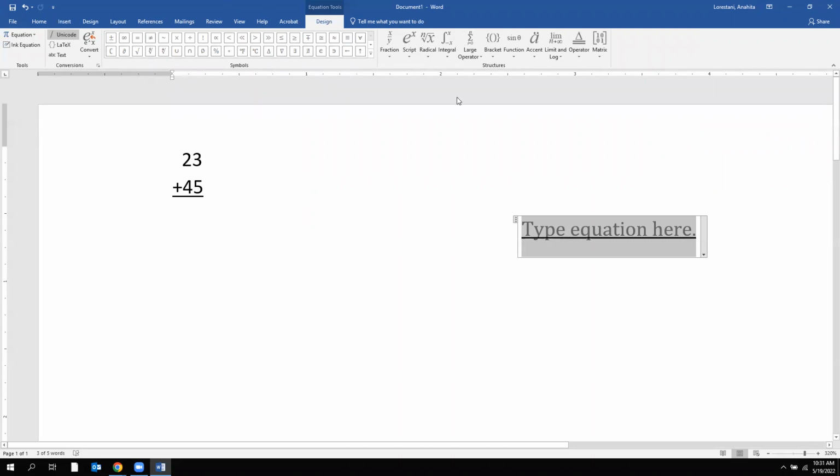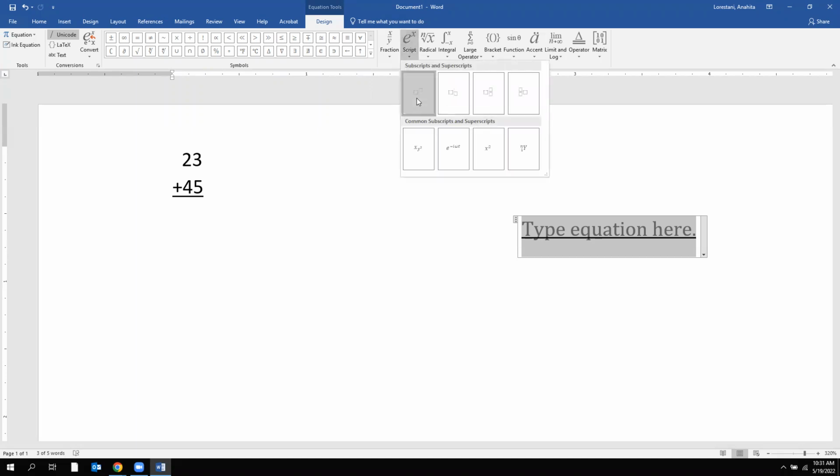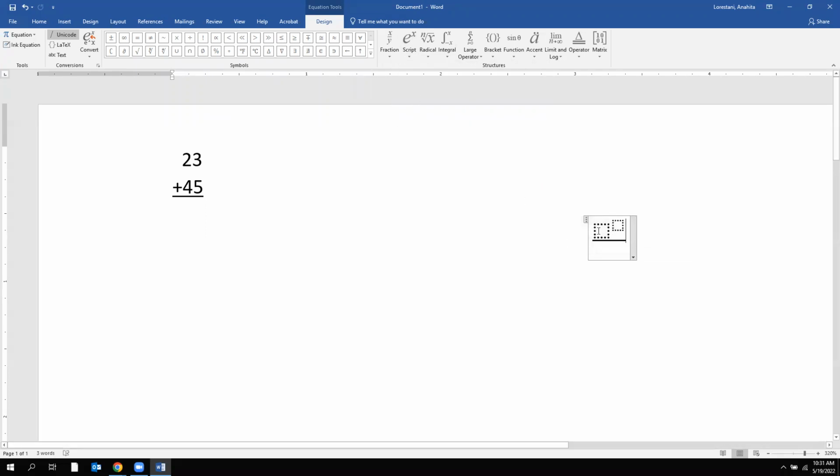So I want to type again 5 to the power 2 to the power 3. So it's an exponential value. And for exponential value, you choose this option. And then you just type x 2 to the power 3. And then to get to 3 again, you just have to do the same thing as before, the right arrow.